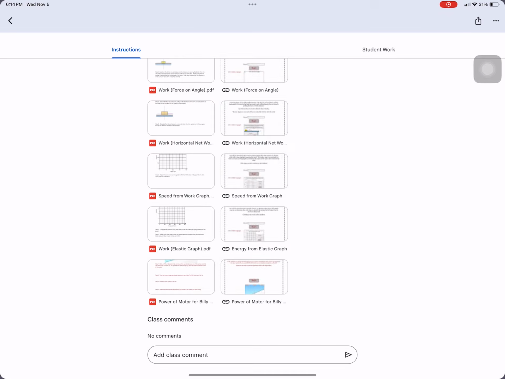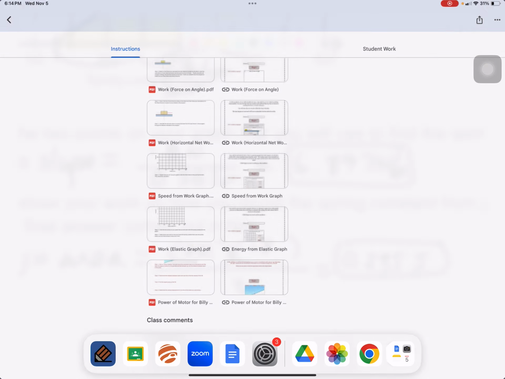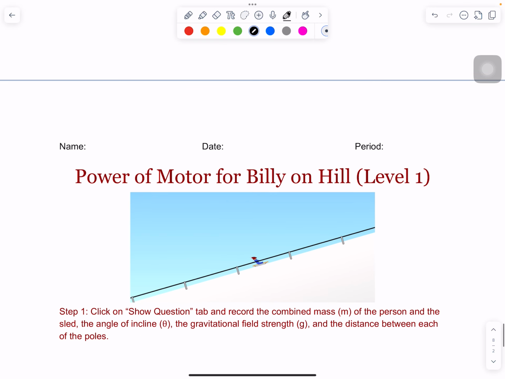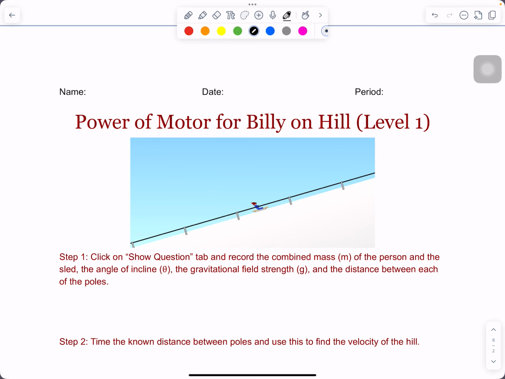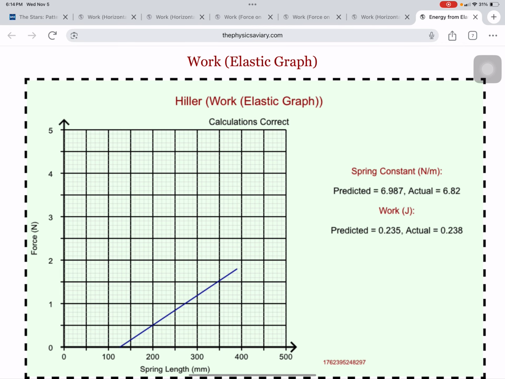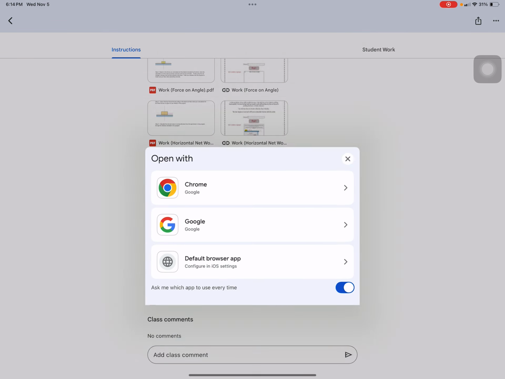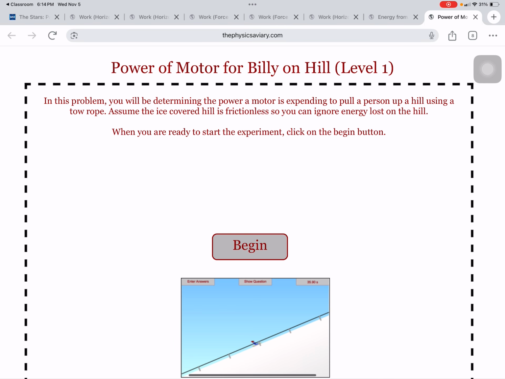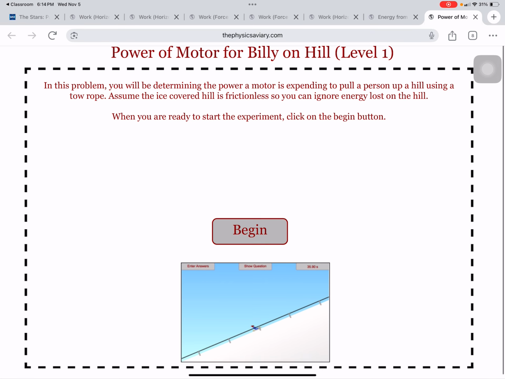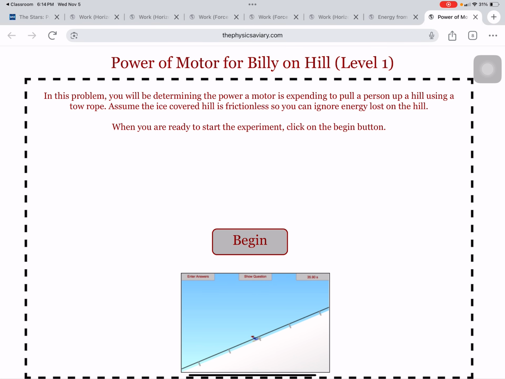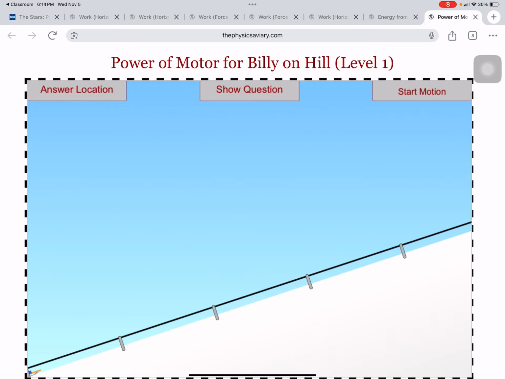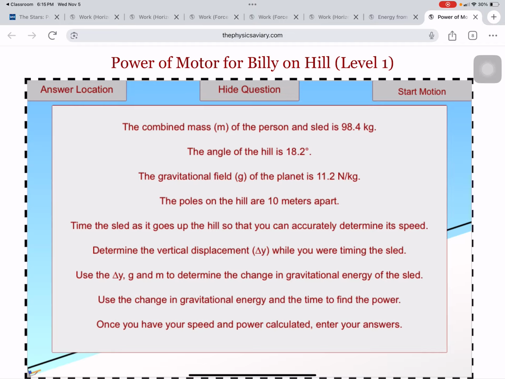Now our final question is question number 8. Question number 8 is power of motor for building on hill, level 1. When you log in, it says in this problem, you'll be determining the power of a motor expending to pull a person up a hill using a tow rope. Assume the ice on the hill is frictionless. You can ignore the energy loss on the hill. When you're ready to start, click begin. Now click on show question. It's going to give you some information.